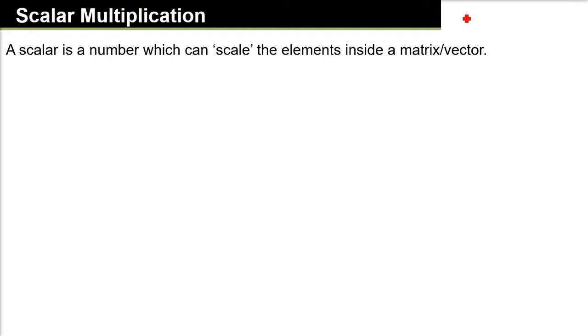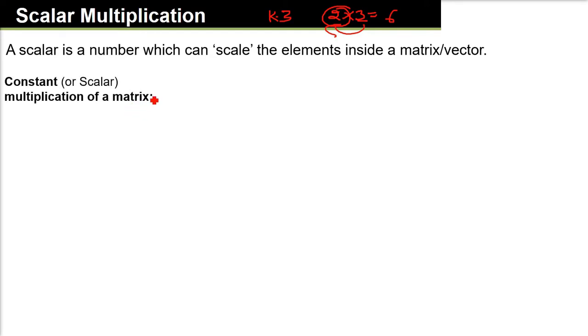Scalar multiplication. In terms of normal computation, what do we do? We just multiply values. For example, we have 3, and I want to do a scalar multiplication of 3 with some k. For example, k is 2, 2 into 3 is 6. So we have enhanced or scaled this 3 two times. Basically, scalar multiplication means there is a number which can scale the elements inside a matrix or a vector.